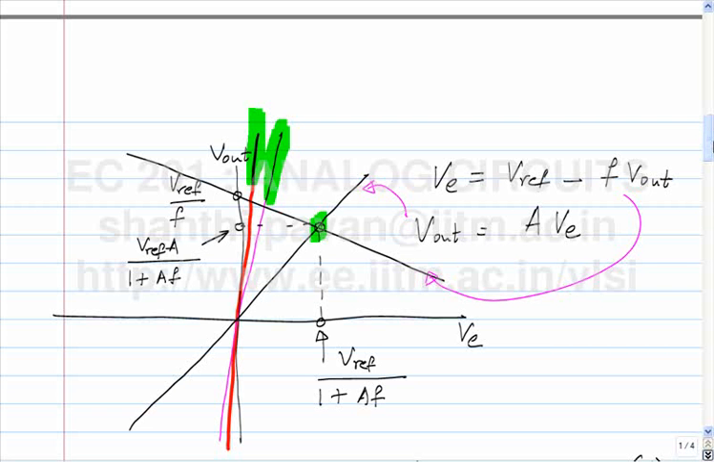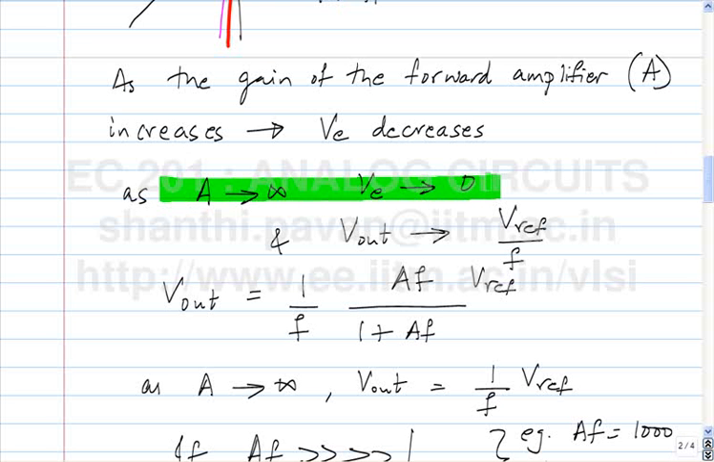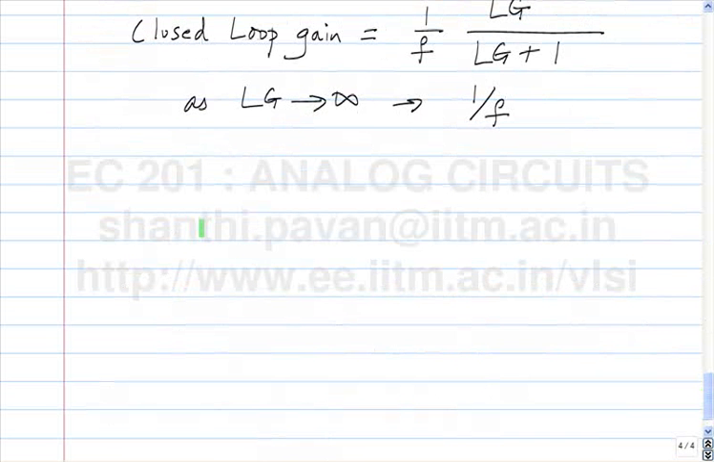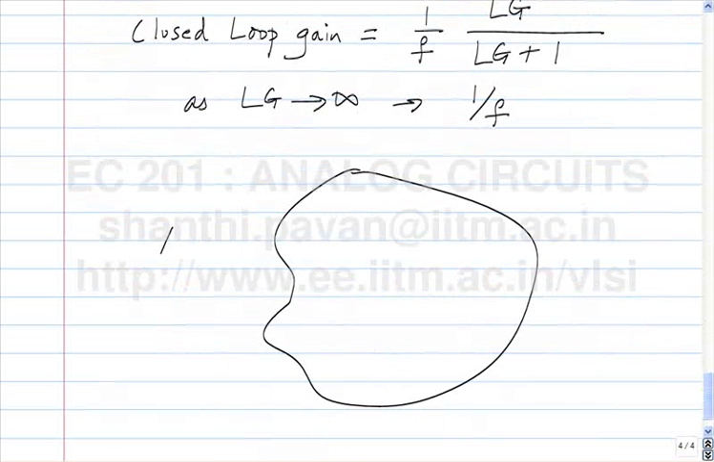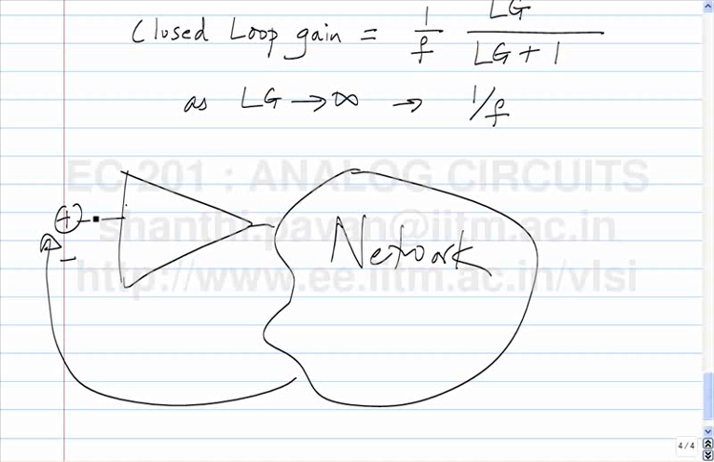Okay, so the rule is the following: if A tends to infinity, or if the gain of the forward amplifier becomes larger and larger, the error quantity simply becomes 0. Turning this upside down, if you knew that you have a negative feedback system, this is some network, you don't even know what is inside, but all that you know is that you have a negative feedback system, Vref, Vout, and this was infinity.